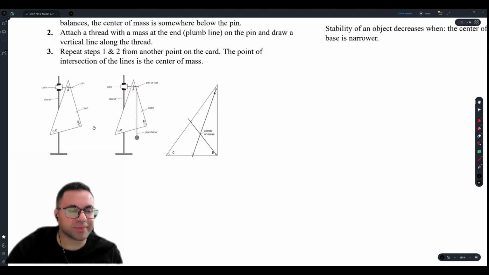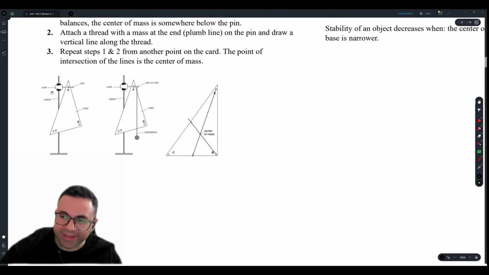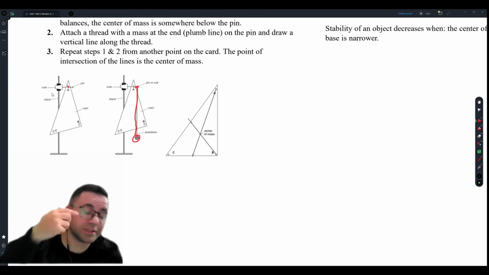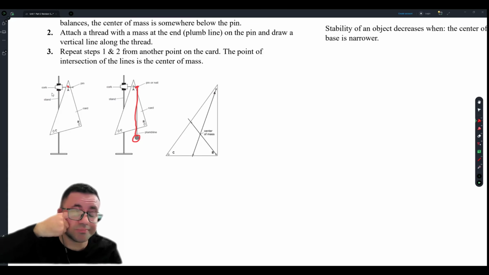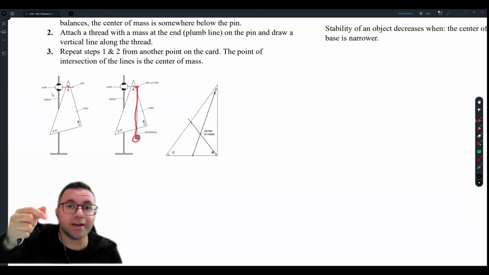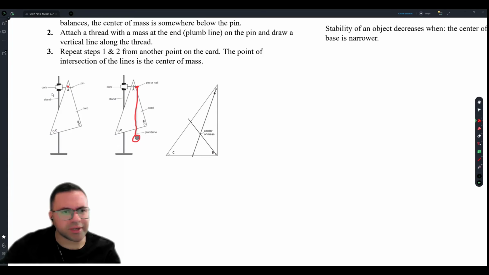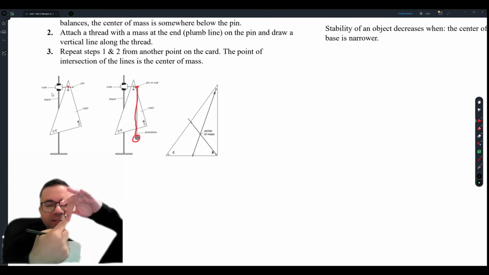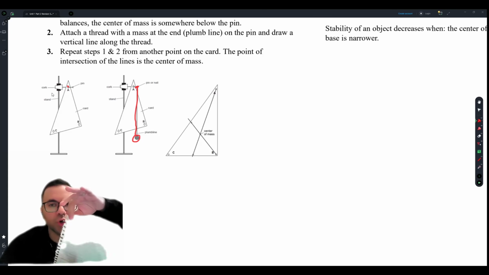How do we find the center of mass? Easy. You hang it from any point, from any corner. Corners are the best. And then we attach what we call a plumb line. It's literally just a heavy ball, like a pendulum bob, and a thread. That's all. Wait a second. Why do we need the plumb line? Because if the object is hung from a corner and you let it rest, the center of mass has to be somewhere below where the pivot is.